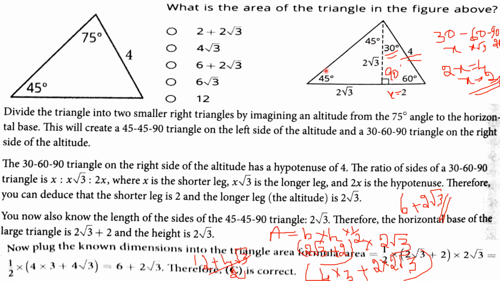Then 45, 45, 90, so we need this base. Opposite to 45 degree, this side is already given, that is 2 square root of 3. Then the area is half into base into height, half into base, 2 square root of 3 plus 2, and height is 2 square root of 3. Then multiply and simplify, you will get the answer is C. C is the correct answer for this question.